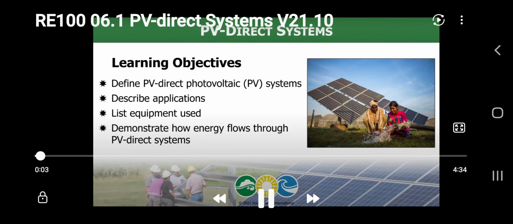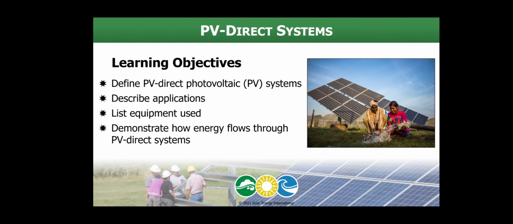Of PV system is called a PV direct system. In these systems, the PV module or array is wired directly to the appliance it is powering. In this lesson, we will talk about what a PV direct system is and what types of applications are best suited for this type of system. I will also introduce you to the equipment that is used and discuss how energy flows in a PV direct system.